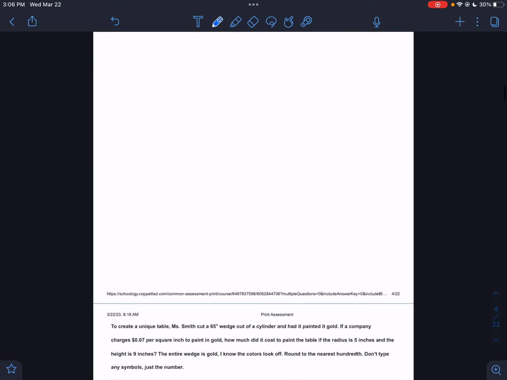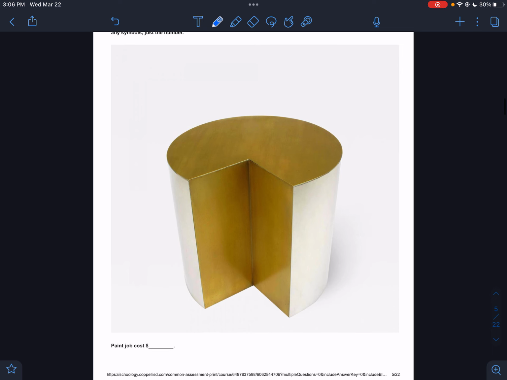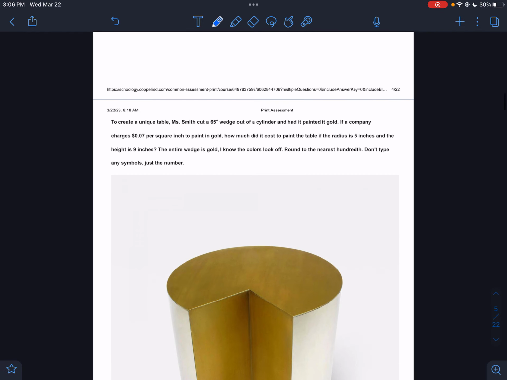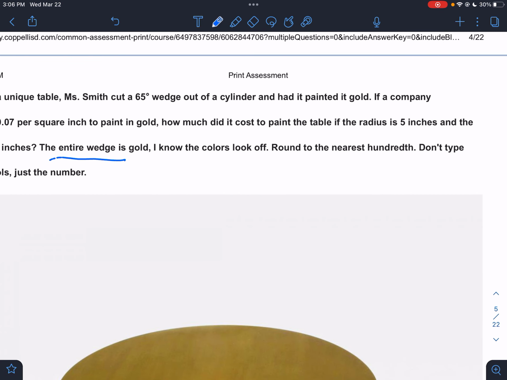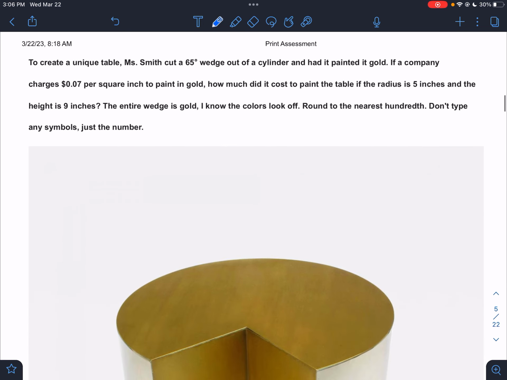Next question, it didn't come out like I thought it did. Whatever device I was using, this looked gold, and it's clearly not in this picture. That's my bad. But if you notice, I said the entire wedge is gold. I know the colors look off. The whole thing's gold. So I apologize. It didn't turn out the way I wanted it to.